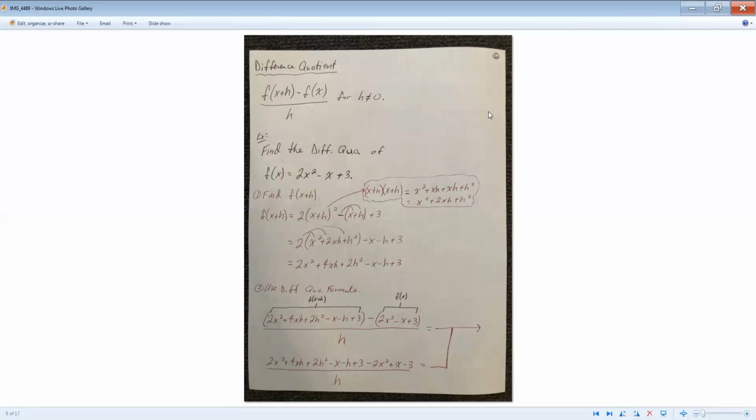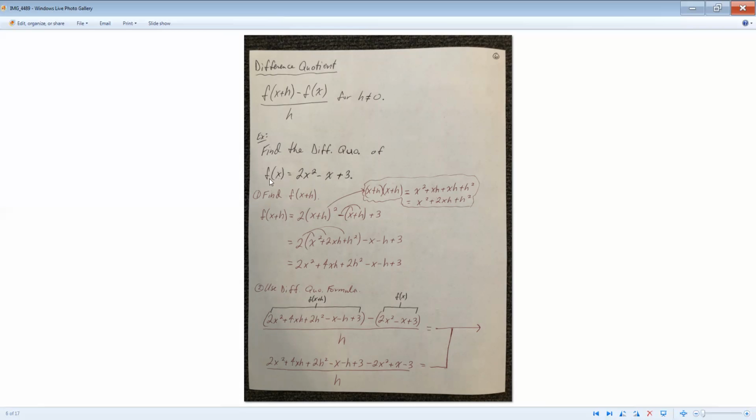All right, last thing in this section, we're looking at the difference quotient. This is something that you use more so in calculus, but they do introduce it in this section. So let's look at it. We have f of x plus h minus f of x over h, when h is not equal to 0. So we want to find the difference quotient of f of x is equal to 2x cubed minus x plus 3. So the first thing we do is find f of x plus h.